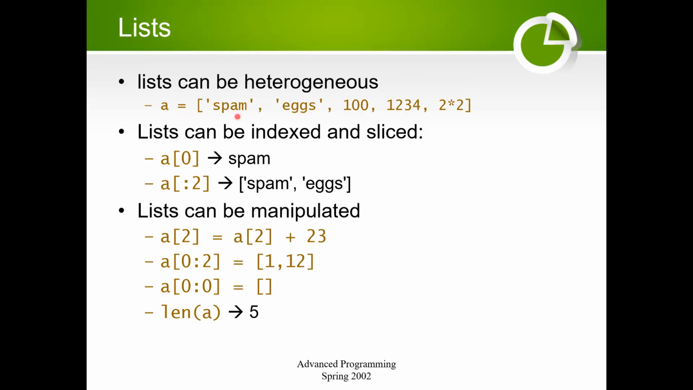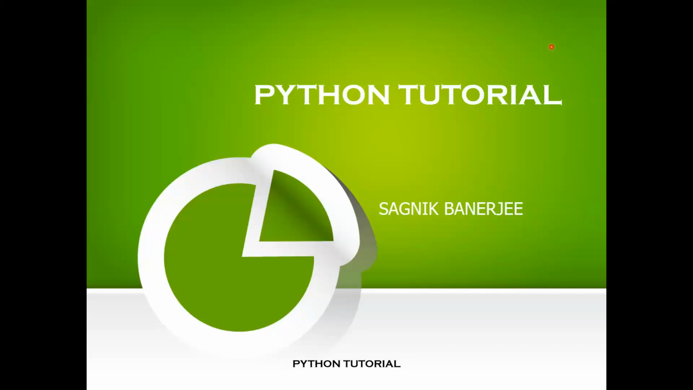Okay, what are lists? Yeah, lists can be heterogeneous. Lists can be indexed and sliced. Lists can be manipulated. So this is the best thing in Python that we have to know. One thing is list, another thing is tuple. No need for more because we have very short time in this session.